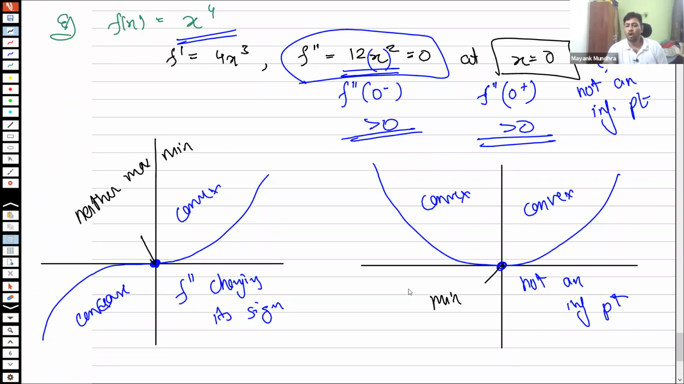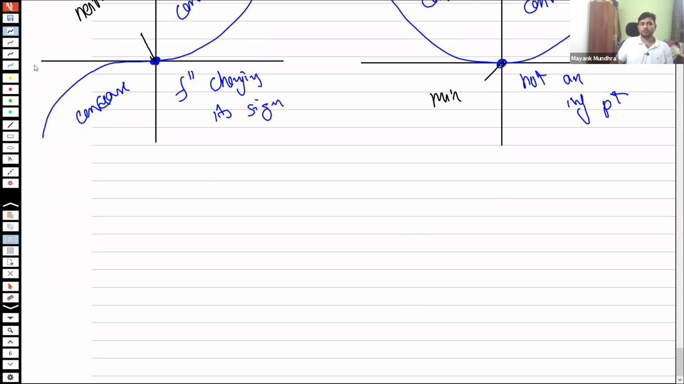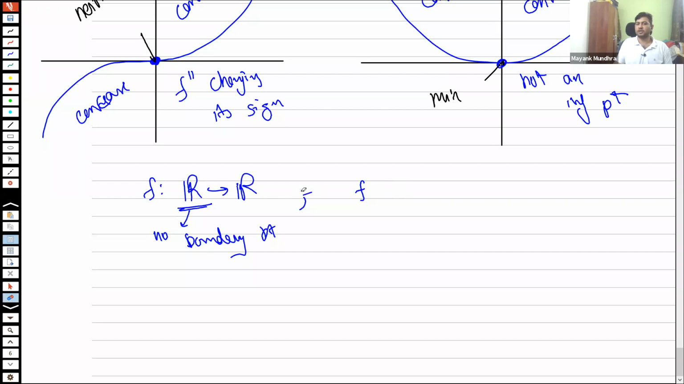Okay, so for an interior point, the steps go like this. Step 1, find f prime equals 0. Assuming the function is differentiable everywhere and there's no boundary point, the best way that the examiners give this is: define a function going from R to R. Since the domain is R, there is no boundary point. And then they say that the function is twice differentiable.